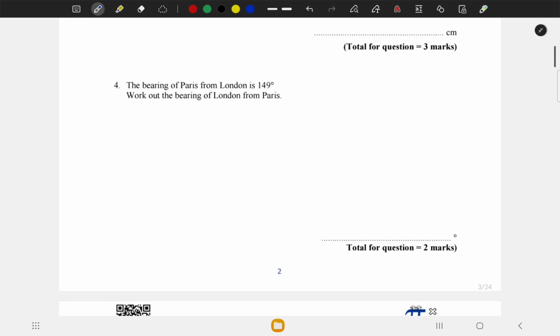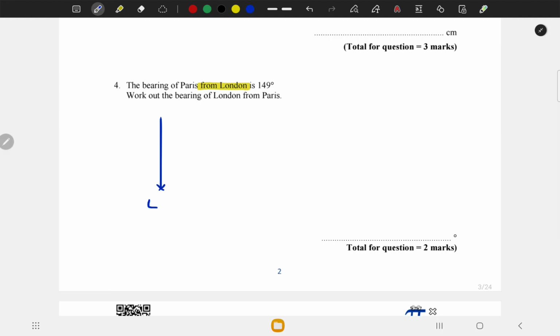This is a question on bearings, and you're being told that the bearing of Paris from London is 149 degrees. The question's asking you to work out the bearing of London from Paris. So what I like doing in such questions is making a sketch, all right? We're being told the bearing of Paris from London, which means we need to start at the north line of London. So I'm just going to make a sketch, nothing accurate.